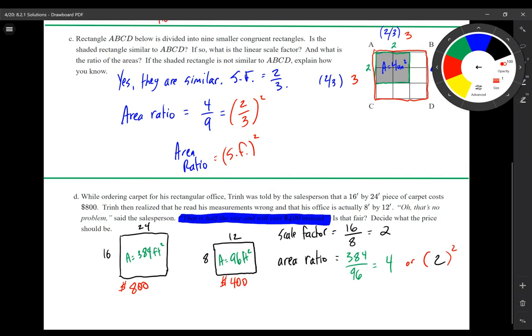Since it's 4 times as big, it should be 4 times as expensive. Or if we're going in the other direction, when we go from 800, we should be dividing by 4, not by 2. So we cross this out, and it should be only $200. The deal is not fair. This salesperson was going to gyp Trin out of $200. So it is not fair, and that is our final answer.